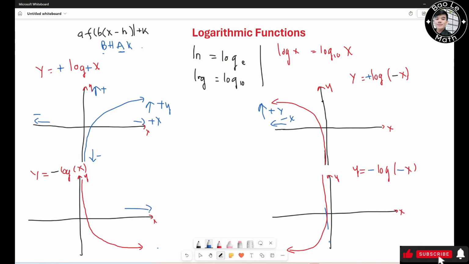Now look at this one, negative y and positive s. So this is positive s and negative y, right? Because the graph keeps going down. Now this one, negative y and negative s, right? So go to the left, negative s, and go down, negative y. So the function goes to the left and goes down, right?